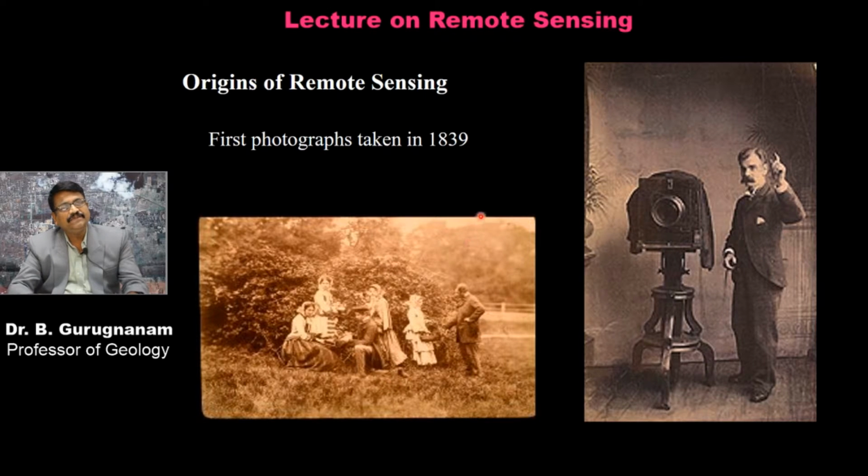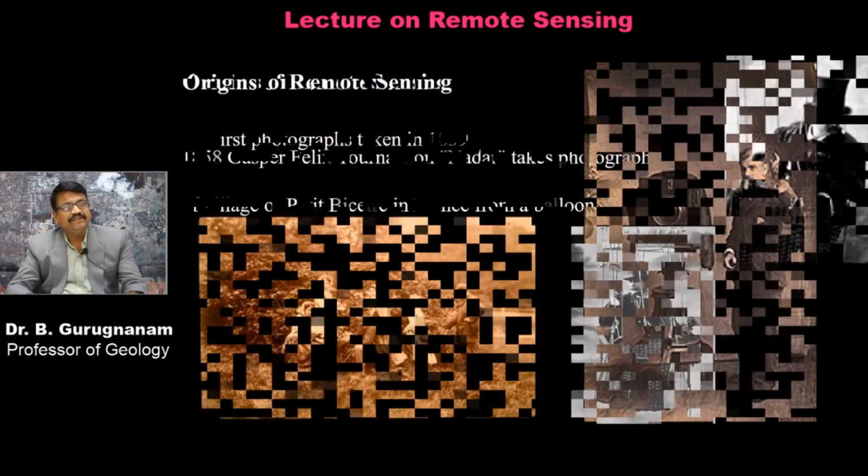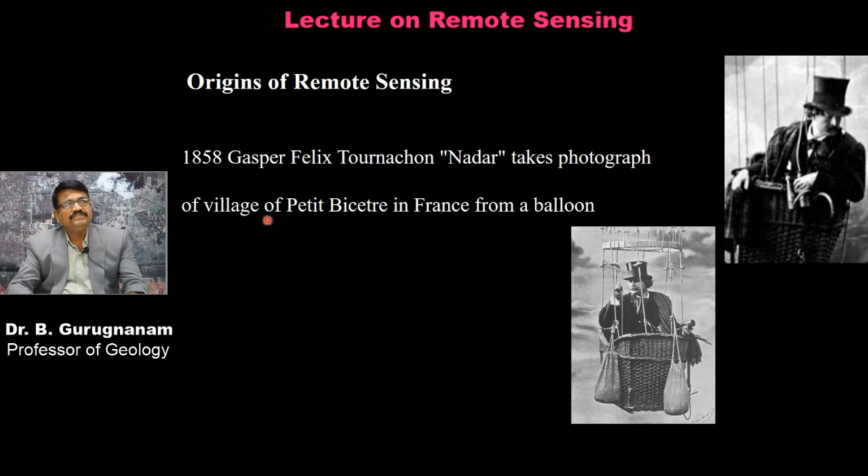That is nearly 2 decades, more than 2 decades, 2.5 decades, 1839 to 2019. And the origin of remote sensing, as I already told you, is that initially they used birds. Subsequently, in the second era, they used balloons. A fellow is standing over here and looking by using the camera. This is the camera. In 1858, the scientist Gaspard-Félix Tournachon, Nadar, took a photograph of the village of Petit-Bicêtre in France by using a balloon. So that's how the science developed.